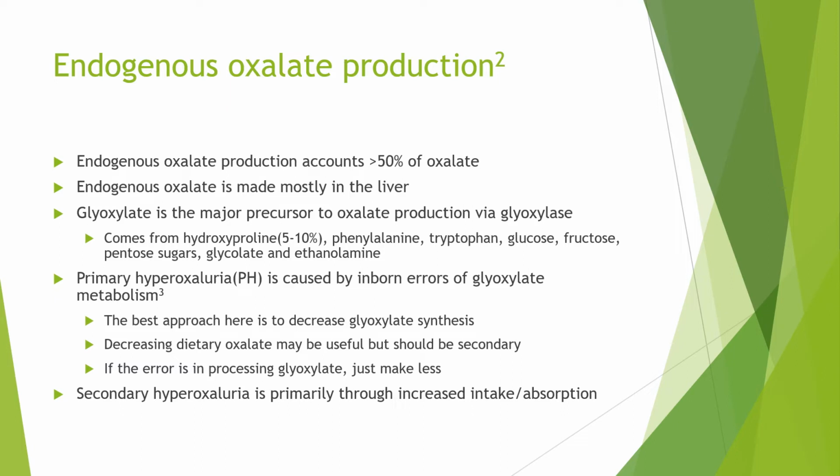These are caused by inborn errors of metabolism. So the best approach here is to decrease glyoxylate synthesis. Unfortunately, it's difficult to do that, so these people kind of need to decrease dietary oxalate. However, approaches to address primary hyperoxaluria are going to look at either decreasing glyoxylate synthesis or increasing oxalate secretion into the feces. And if the error is in processing glyoxylate into oxalate, the idea would be to make less glyoxylate, which we're going to discuss next. Secondary hyperoxaluria is primarily through increased intake and absorption.